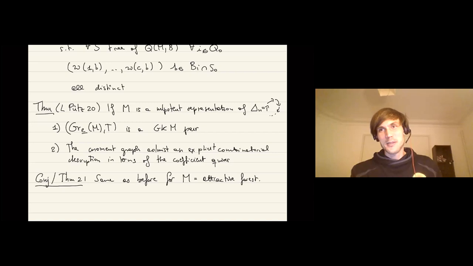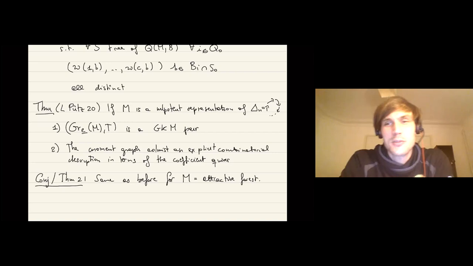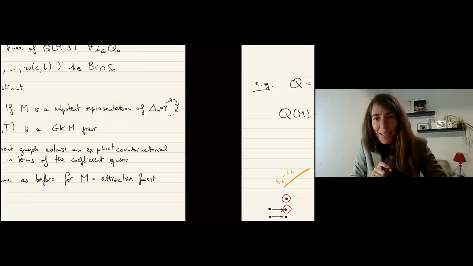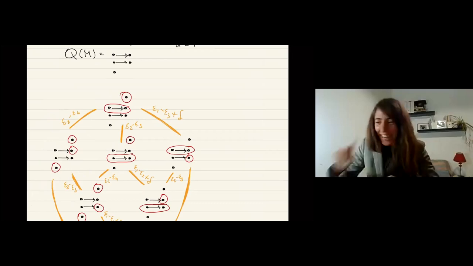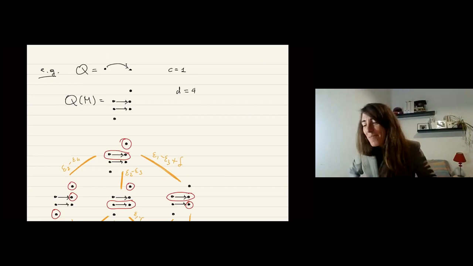Can you say a few words about in what kind of flavor is that combinatorial description that you get in terms of the coefficient? Yeah, no, I even have an example. It wasn't prepared, I promise you. That's a very basic example. It's A2, so you don't need to have forest and so on.